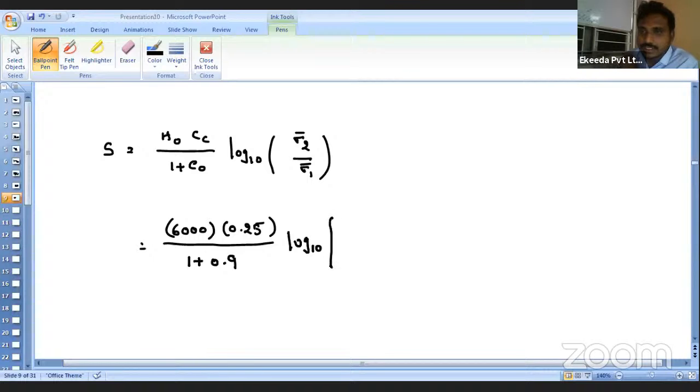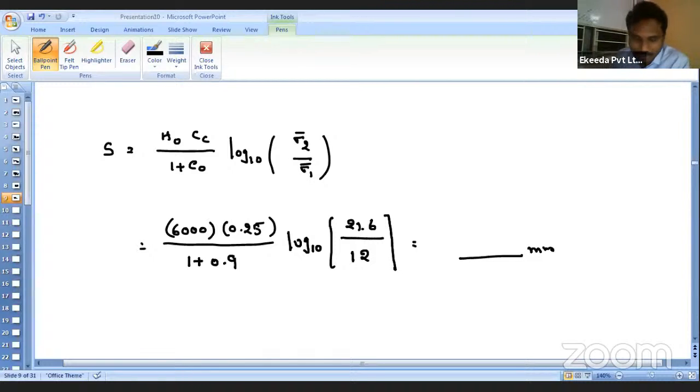The final effective stress acting in the soil has increased to 21.6, divided by the initial stress given, that is 12. If you solve this, we will obtain the settlement happening in the soil in mm. Why? Because we have considered the thickness in mm, so we get the settlement value also in mm.